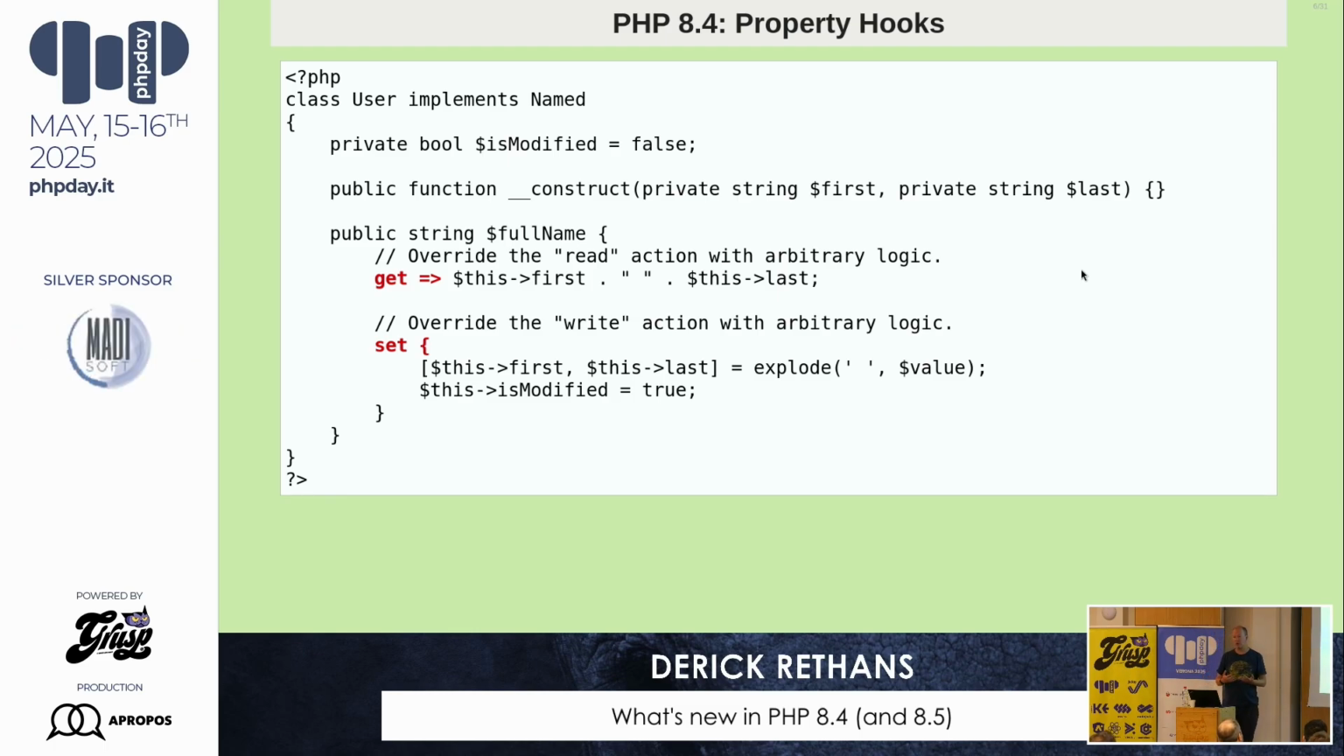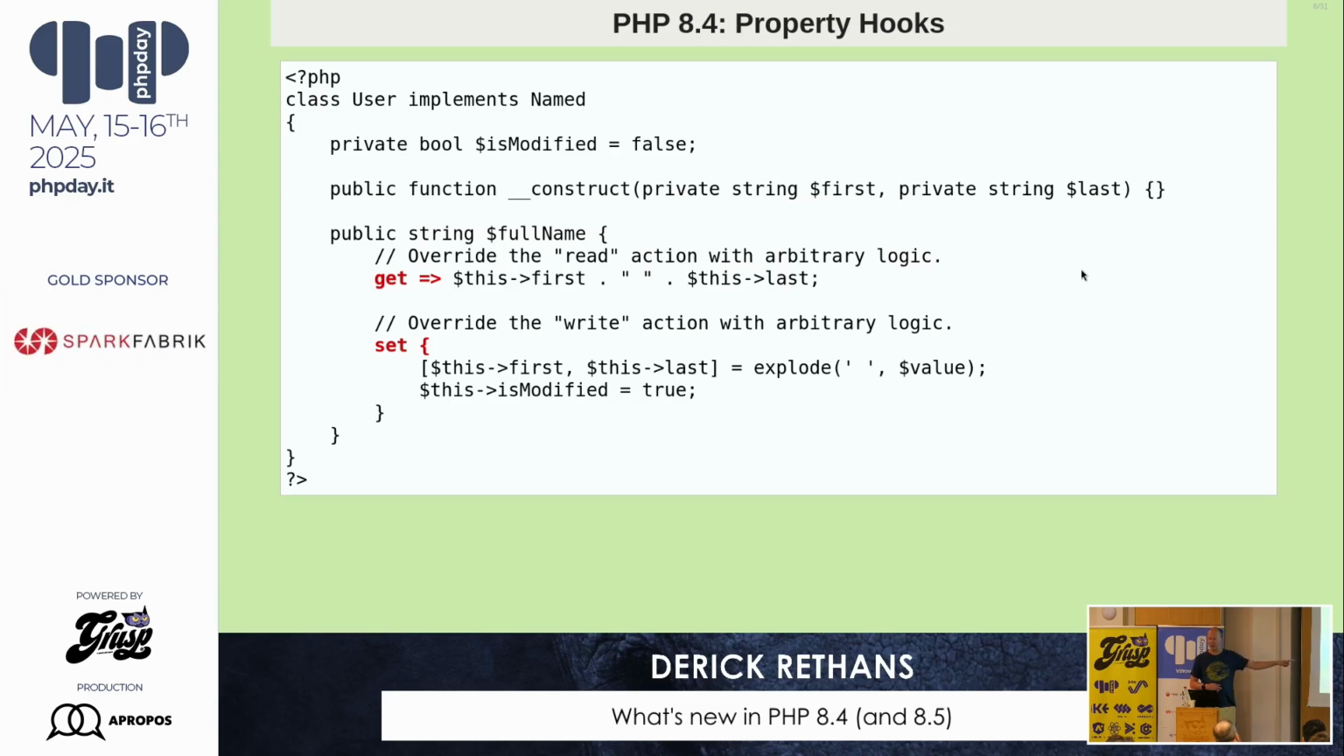So that builds on top of asymmetric visibility, but in a slightly different way. It basically allows you, instead of having to define a setter and getter method, to implement that logic directly when you define a property. So you get the code together. What the syntax says here is that if I'm reading the full name property, it will return the value of first, concatenated with a space, concatenated with the last name.